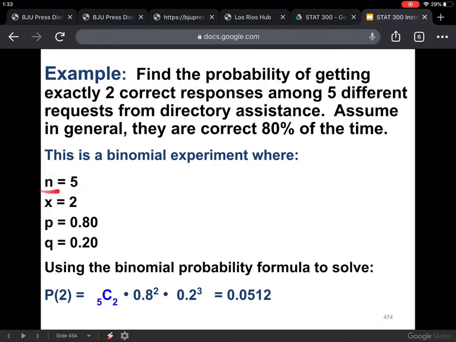What's the number of trials? 5. What's the number of successes you're looking for? Exactly 2. What's the probability of 1 success? It's 0.8 in this case. Probability of a failure is 1 minus that, which is 0.2.